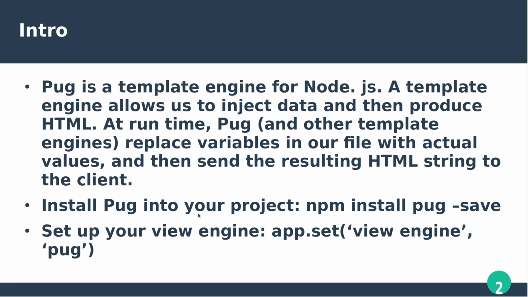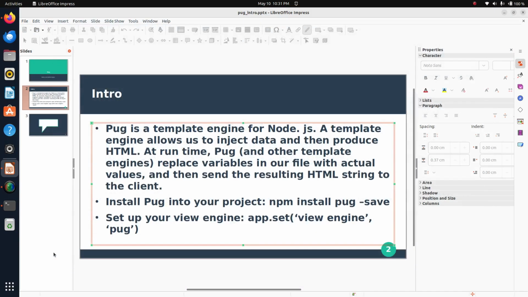Install PUG in your project using npm install pug. If you use a PUG file in your project, it will be very impressive. Set up your view engine for PUG using app.set view engine pug. If you want to use JADE, you can use PUG instead of JADE. So that is all about it.